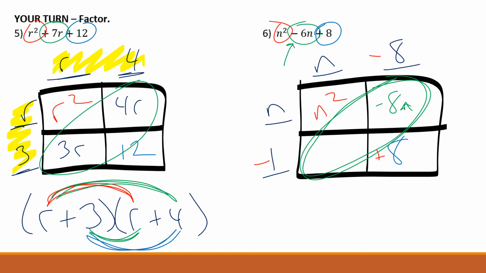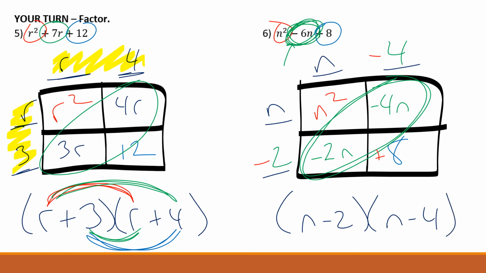So I know it's not negative 1 and negative 8. The only other things I can check are negative 2 and negative 4. So again, negative 2 times negative 4 is positive 8. Negative 4n would be here, negative 2n would be here. And that does combine to get me my negative 6n. So final answer, n minus 2, n minus 4. Once again, if you were to multiply this back out, I would end up with the original expression that I started with.